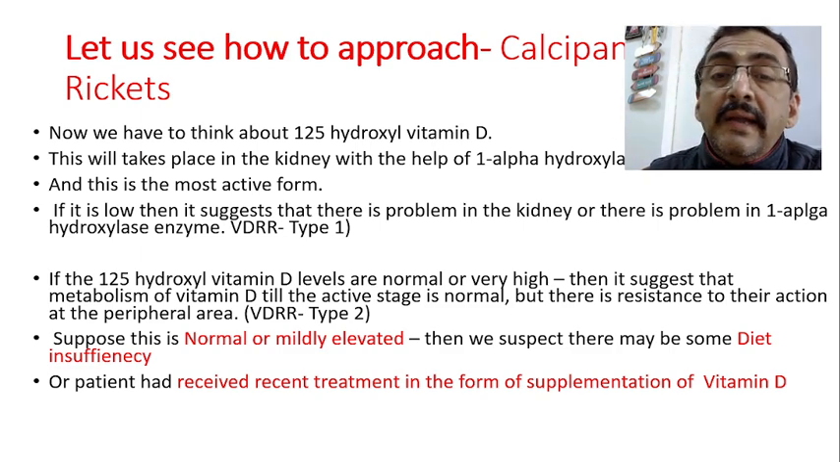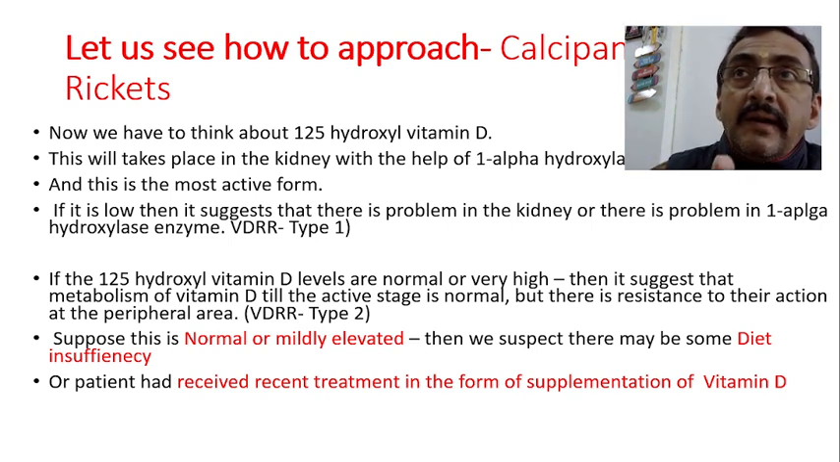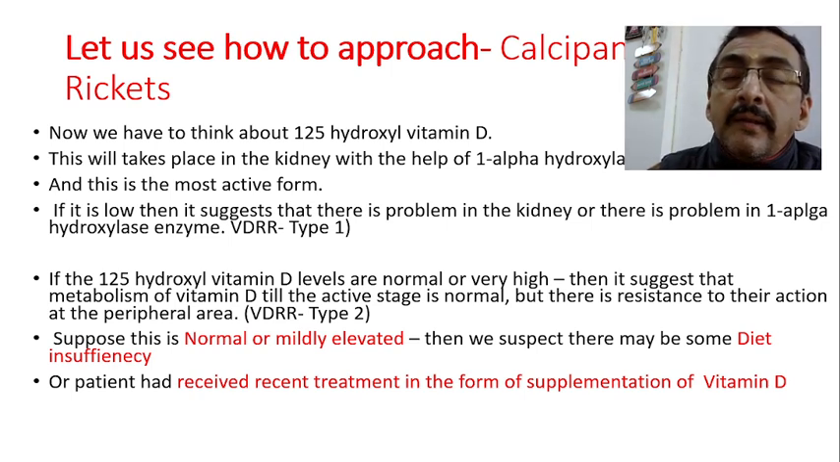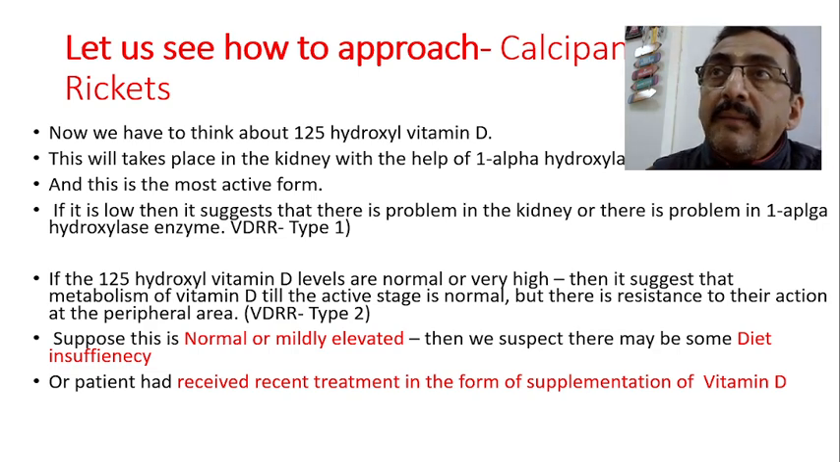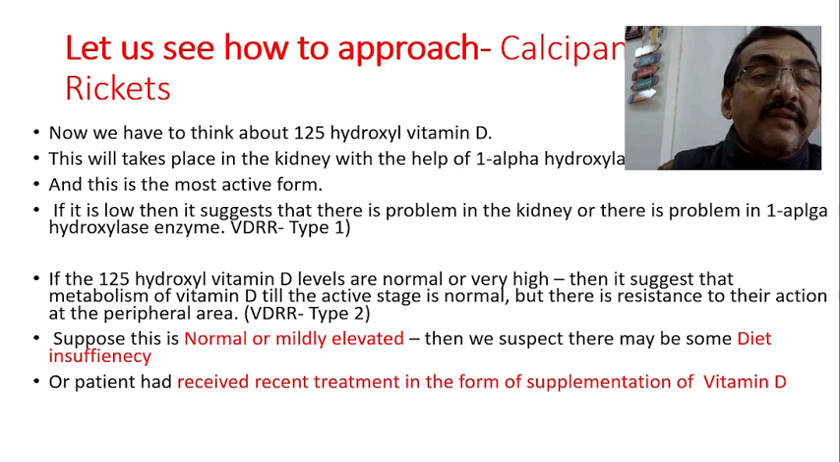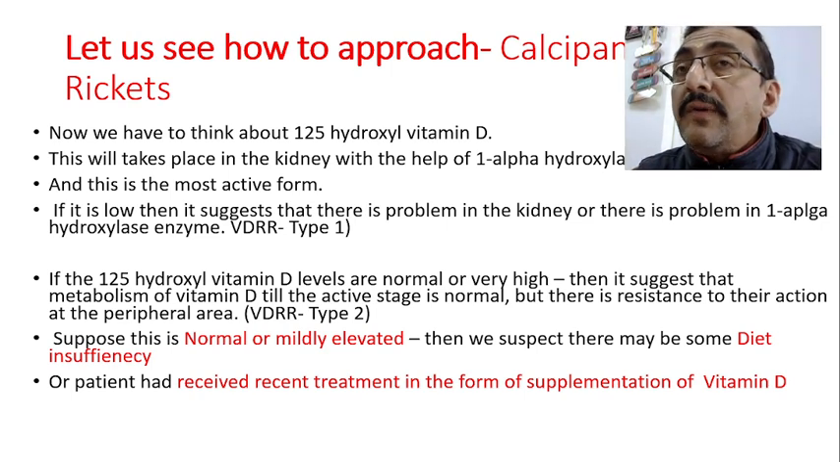So if 1,25 dihydroxy vitamin D levels are normal or very high, then it suggests that the metabolism of vitamin D up to the active stage is normal. Till the kidney level, the vitamin D metabolism is normal. Only in the kidney this particular enzyme is absent, therefore it is blocked. But there is a resistance to their action peripherally. This also we have discussed.